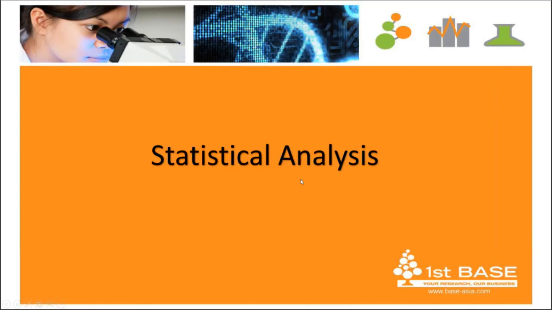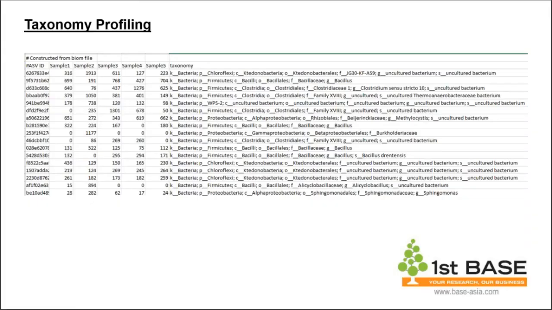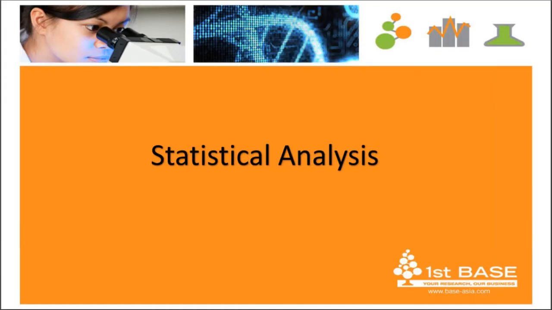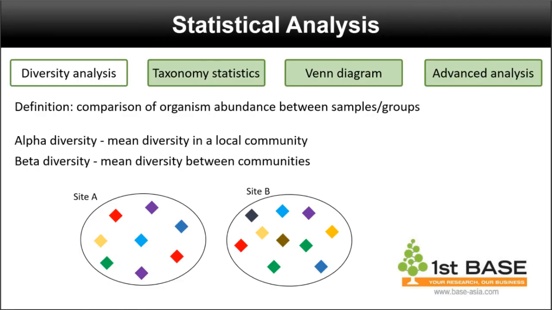So once we have this table, now we can proceed with the statistical analysis. For the statistical analysis, basically we want to compare the abundances between samples or between groups. So most of the time we will use this table here for the statistical analysis. Okay, so for the statistical analysis, we will have different analyses. The main one is the diversity analysis.